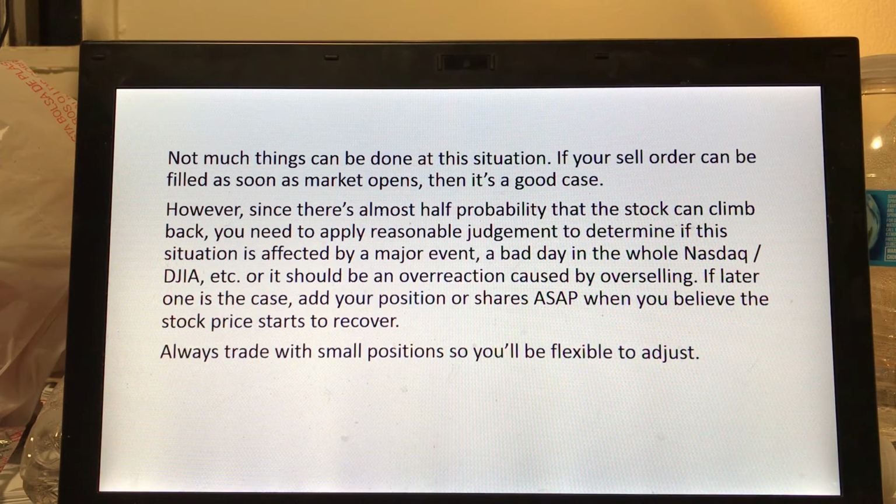judgment to determine if this downward situation is affected by a major event, such as a bad day in the whole Nasdaq, Dow Jones, NYSE market, etc., or if it is just an overreaction caused by overselling for the market or just for your single stock. And if the latter is the case, then you should add to your position or shares as quickly as possible, when you believe that the stock price starts to recover.